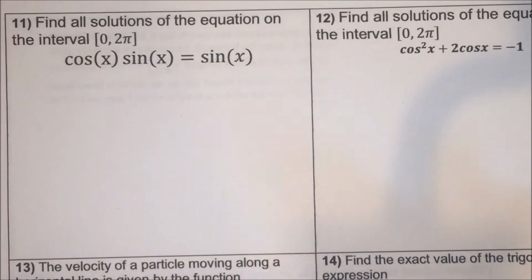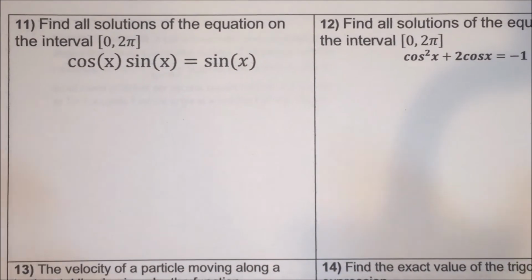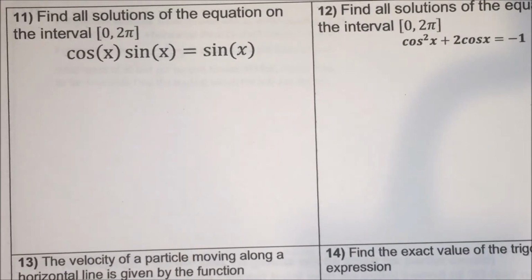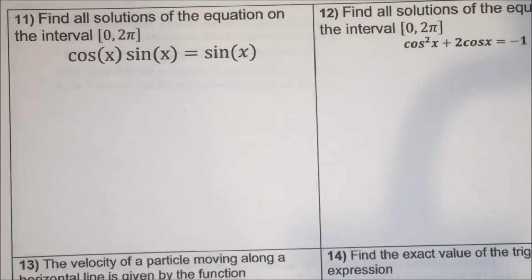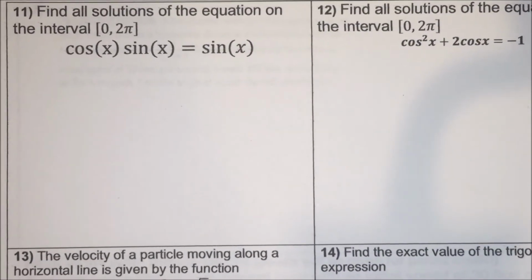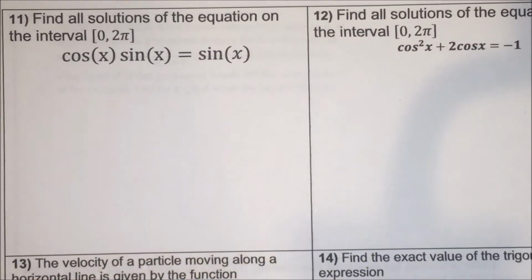Okay, so let's do number 11 here. We're told to find all the solutions of the equation on the interval 0 to 2 pi. Now this is kind of an unusual situation because we have a sine in both terms: there's a cosine times sine and a sine on the right side. So what we want to do here is actually not isolate our trigonometric function.